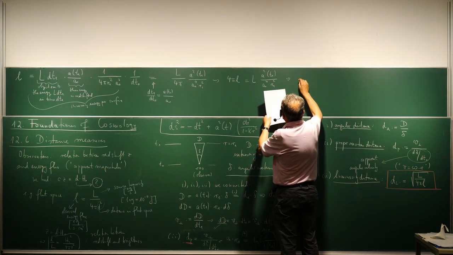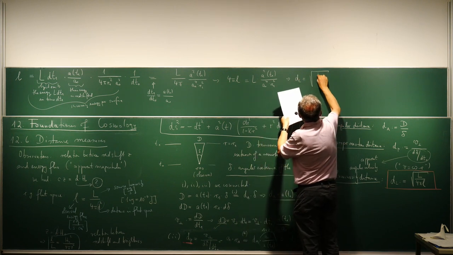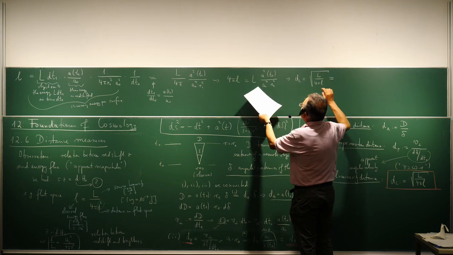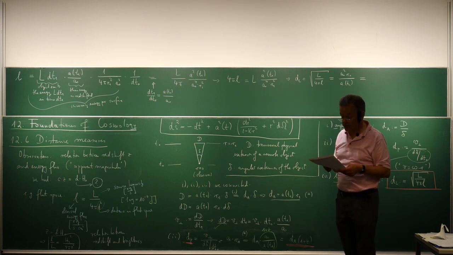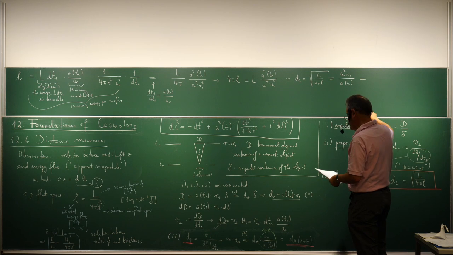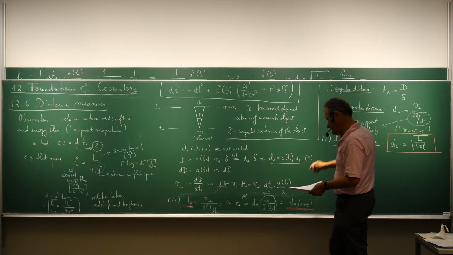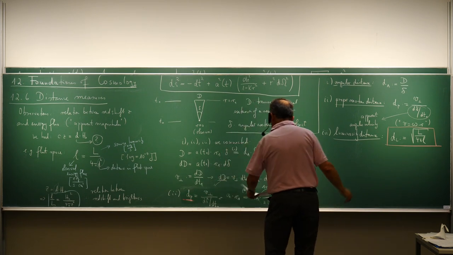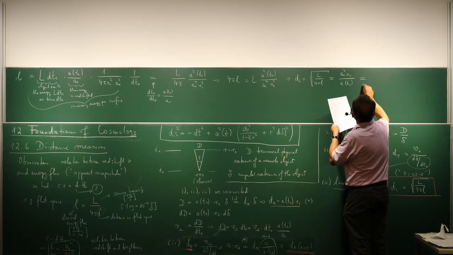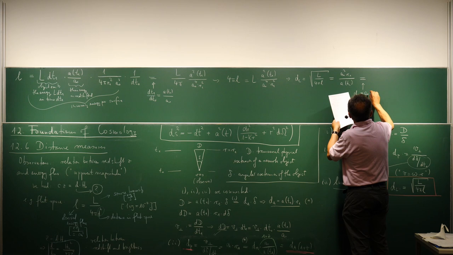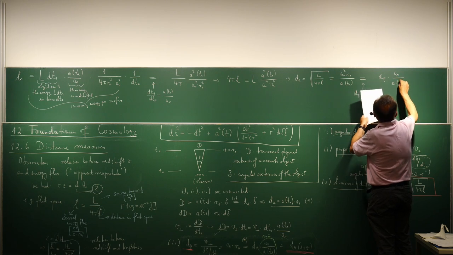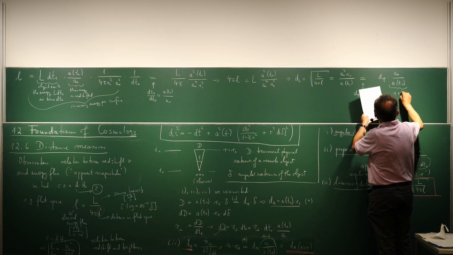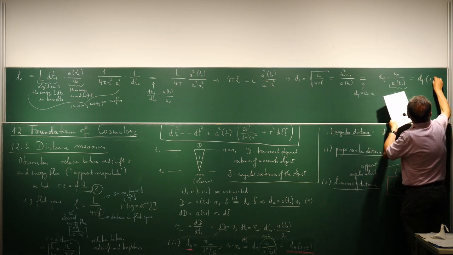So dl is defined as capital L over 4 pi small l, square-rooted. Using this, we have a naught squared r1 over a of t1. Now I want to relate it with the proper motion distance. The proper motion distance dp, which is written down here, is a naught times r1. So let me insert that here. Then we have dp times a naught over a of t1. And this is again our 1 plus z, so that we have dp times 1 plus z.